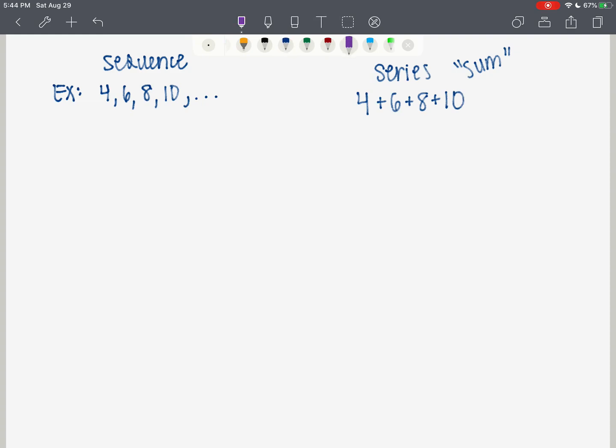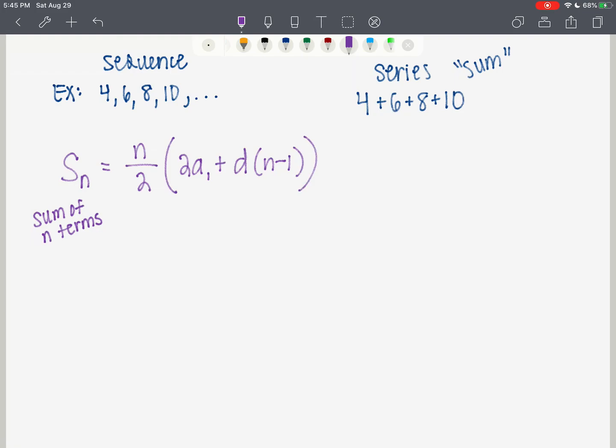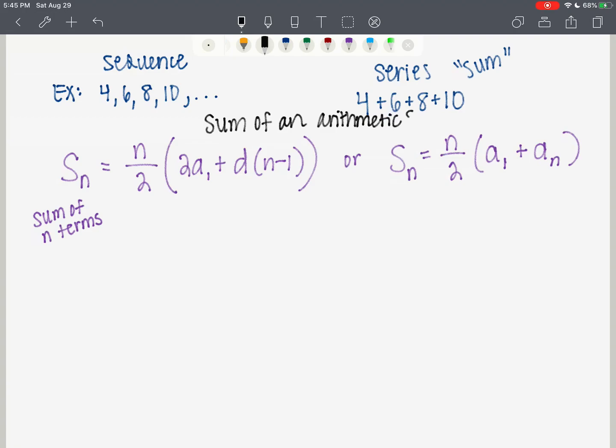Now finding the sum has a formula associated with it. The sum of n terms is equal to n over 2 times the quantity 2a sub 1 plus d times the quantity n minus 1. You could also use the formula S sub n is equal to n over 2 times the quantity a sub 1 plus a sub n. So either one of those formulas works. And this is to find the sum of an arithmetic series.